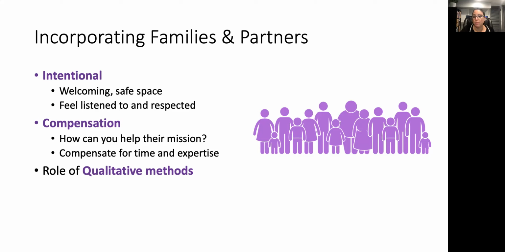Sometimes the ask can be as simple as sharing a flyer with patients about their support group. Other times, it could be other partnerships or collaborations. It's also important to compensate them for their time and expertise because they're so valuable. You can consider an hourly rate, paying for parking, or providing food as well. Qualitative methods can also be a helpful way to include the patient family voice. This can be done through focus groups, interviews, and surveys.